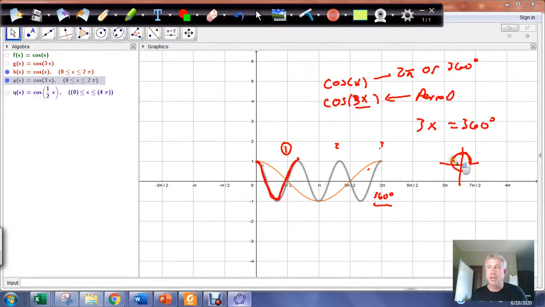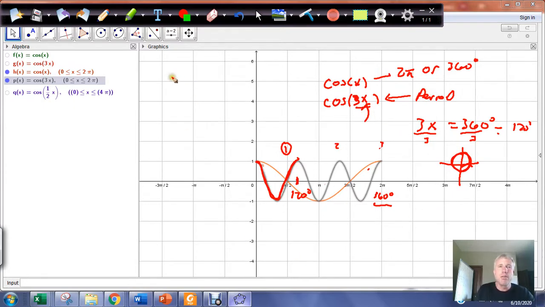We started here, 360 is 1 time around, and we divide this by 3 on both sides. We see that we get 120 degrees. So this point right here on the graph, this should be 120 degrees, because 120 is the number I plug in for x to get 360, or once around the unit circle.